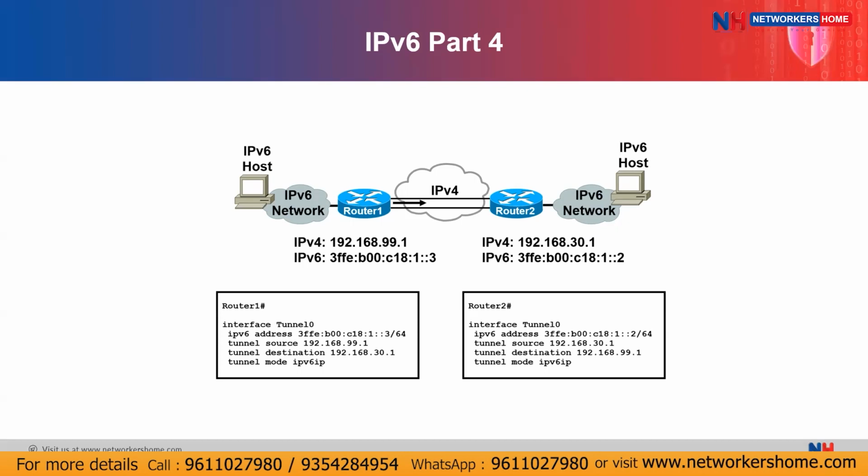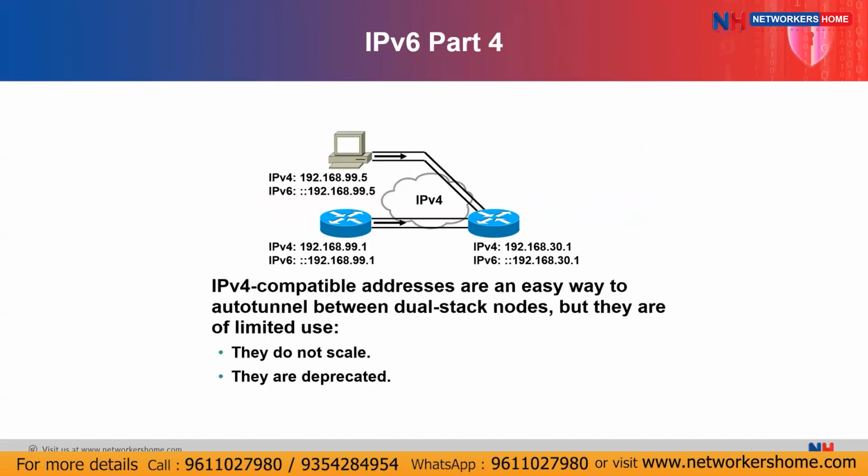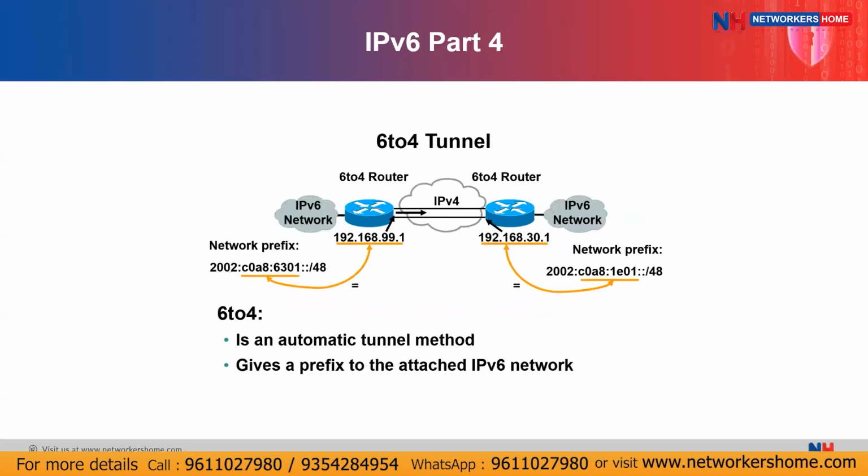For the interface tunnel, we use whatever number we want. The tunnel address is IP version 6, the tunnel source and destination are IP version 4, and the tunnel mode is ipv6ip. So we configure this on both ends, and end-to-end communication will start. IPv4 compatible addresses are an easy way to auto tunnel between dual stack nodes, but they are limited, they do not scale, and they are deprecated. So this we need to remember.